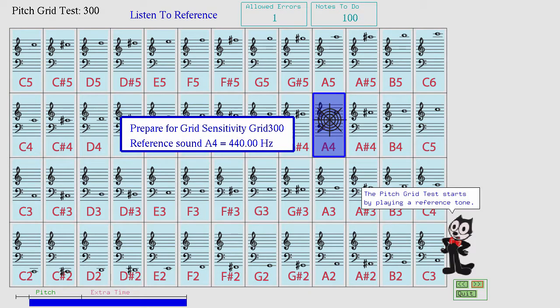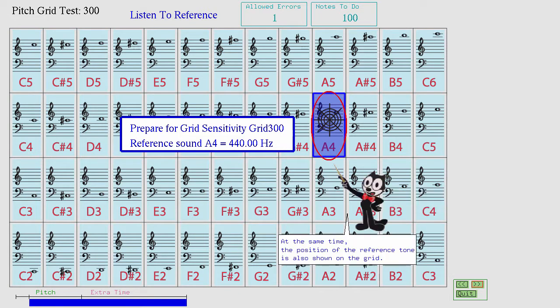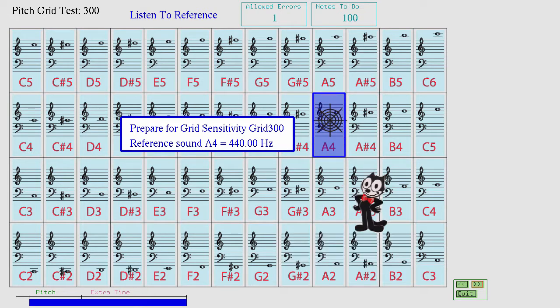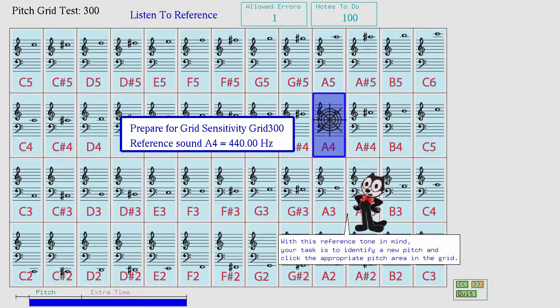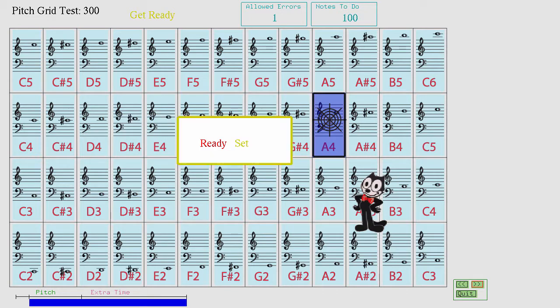The pitch grid test starts by playing a reference tone. At the same time, the position of the reference tone is also shown on the grid. With this reference tone in mind, your task is to identify a new pitch and click the appropriate pitch area in the grid. Your task is not to identify the tone by means of absolute pitch techniques, but to, through relative pitch techniques, identify the distance to the tone just heard. Before the tone to identify is played, there is a short pause, which allows you to get ready.